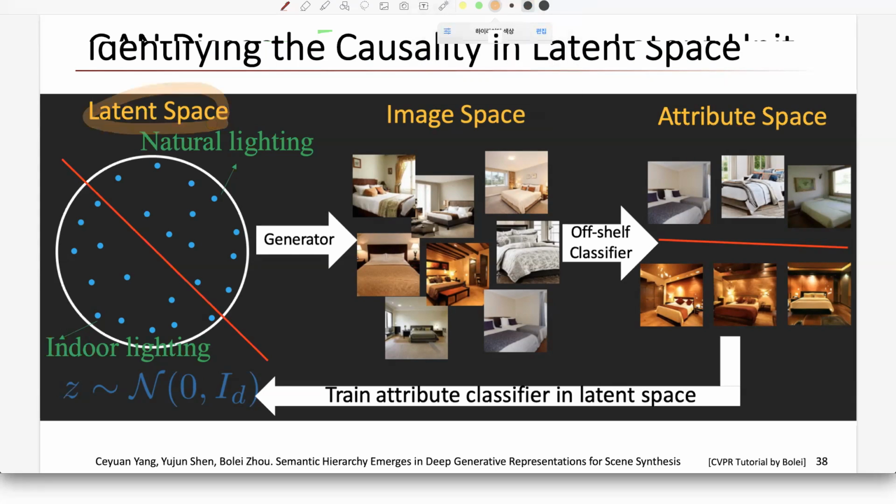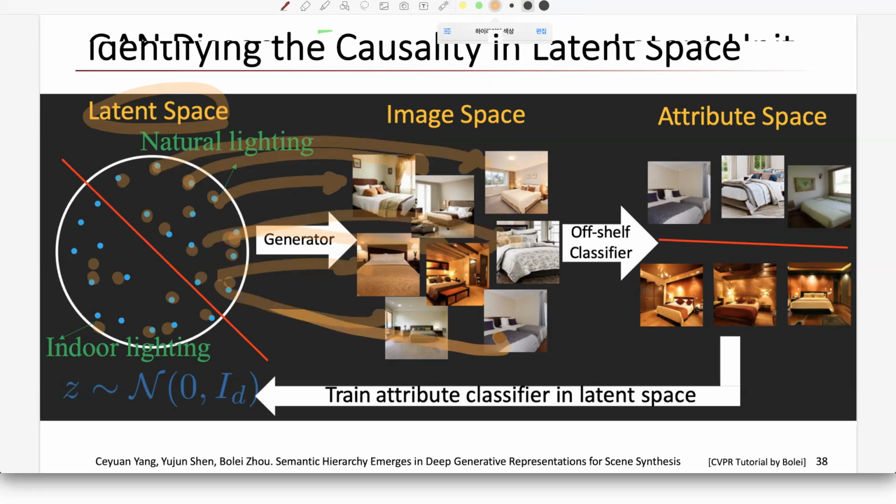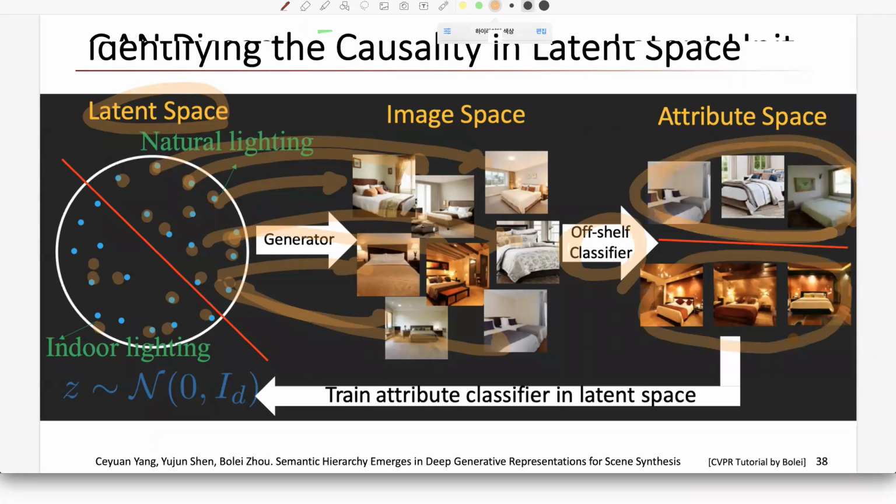So in latent space, of course, it's going to be the random noise, right? Then from each random noise, we can generate each image like this one, right? 만들 수가 있을 거고, then we can use this off-the-shelf classifier to classify the generated images as natural light images and indoor light images. Okay? This is the natural light. This is the indoor light.